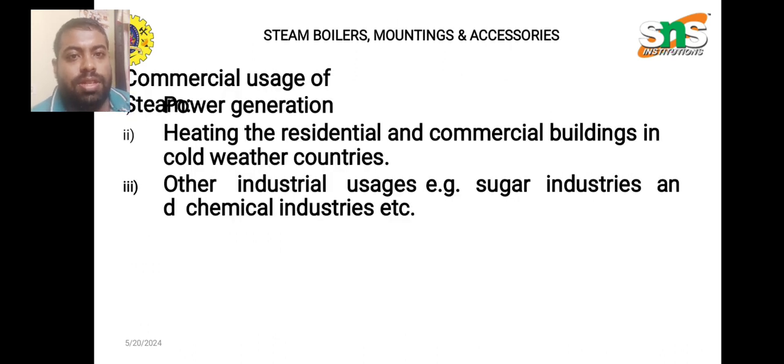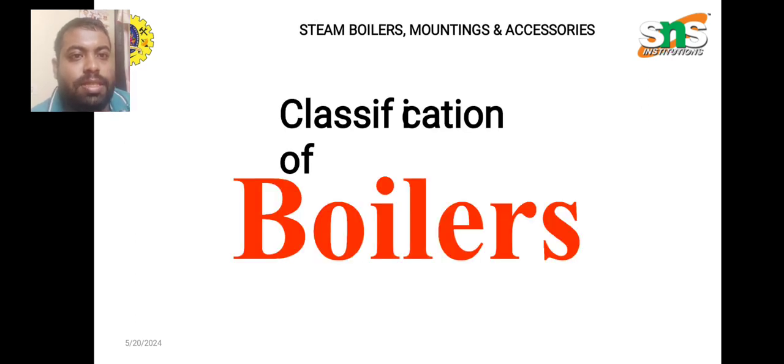Commercial usage of steam power generation: heating residential and commercial buildings in cold weather countries. Other industrial usages are, for example, sugar industries and chemical industries. Classification of boilers.